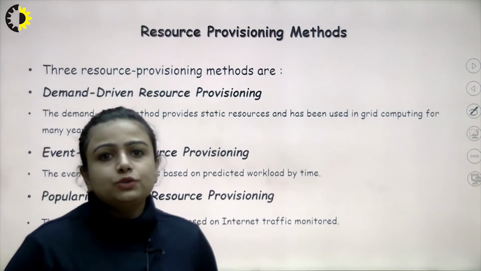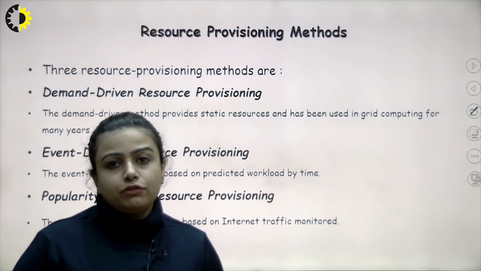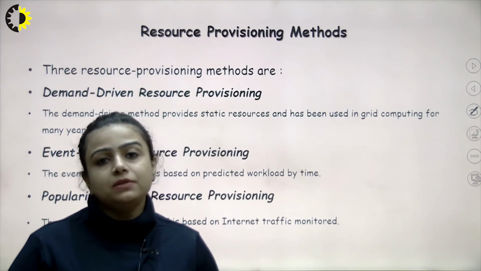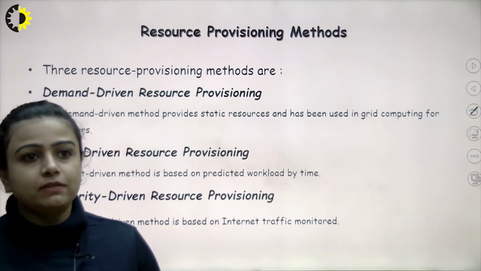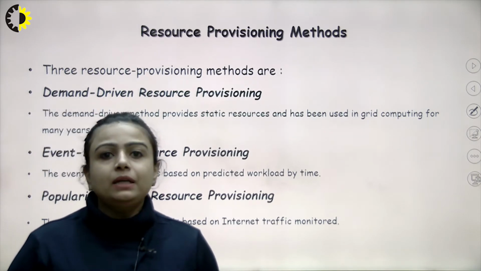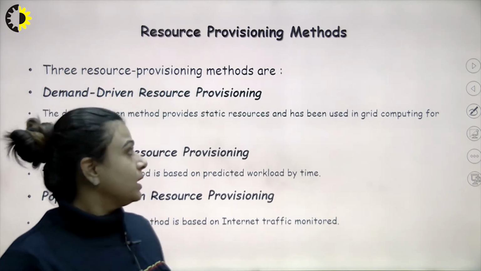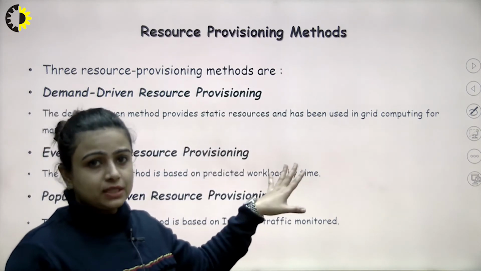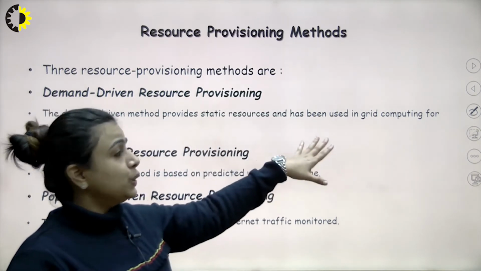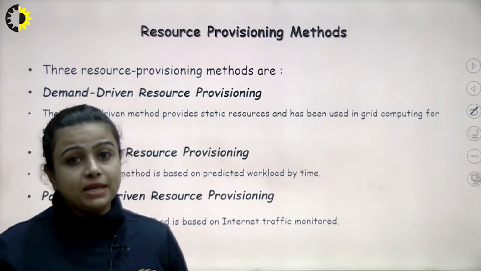Now we also have a variety of resource provisioning methods. There are 3 resource provisioning methods. Number 1, demand driven resource provisioning, where the demand driven method provides static resources and has been used in grid computing for many years now.